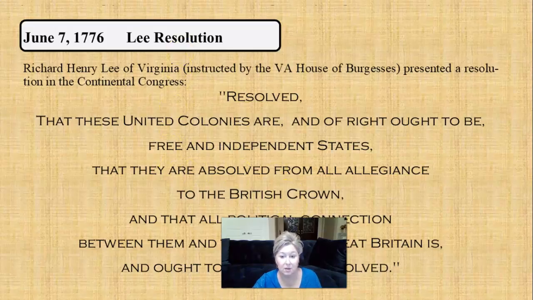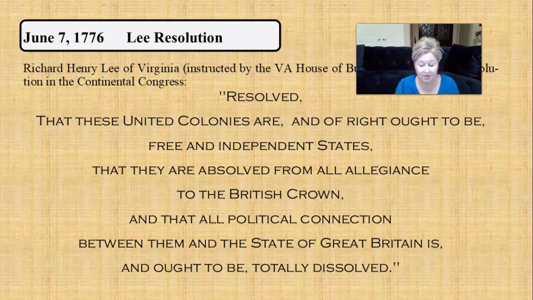And he introduced this motion: resolved that these united colonies are, and of right ought to be, free and independent states, that they are absolved from all allegiance to the British Crown, and that all political connection between them and the state of Great Britain is, and ought to be, totally dissolved. That was June 7th, 1776. At that point, the delegates from the 13 colonies would return to their colonies to receive instructions about whether or not to vote for independence. It would be a month later that they would cast those deciding votes.